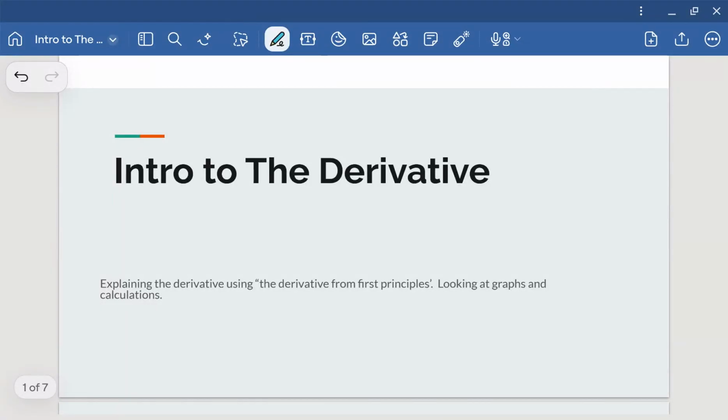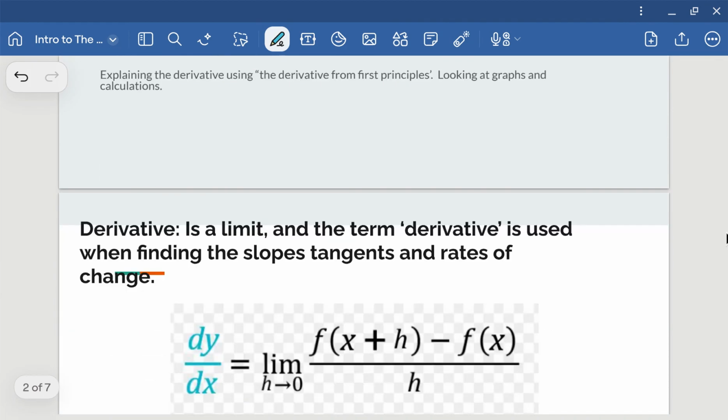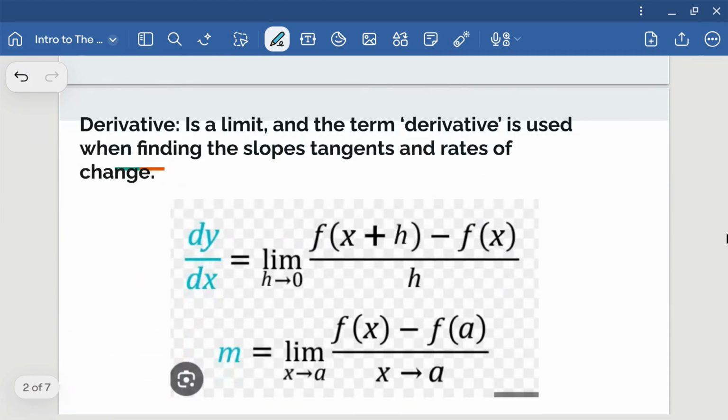So once you've learned all about limits, that leads you into the derivative. So let's take a look at the derivative when looking at graphs and a couple calculations. Our first one is taking a look at the limit and what it is, and defining the derivative. The derivative is a limit. It's now just a new term we're using when we're describing the slopes, the tangents, so the tangent line that's hitting our curves, or rates of change.